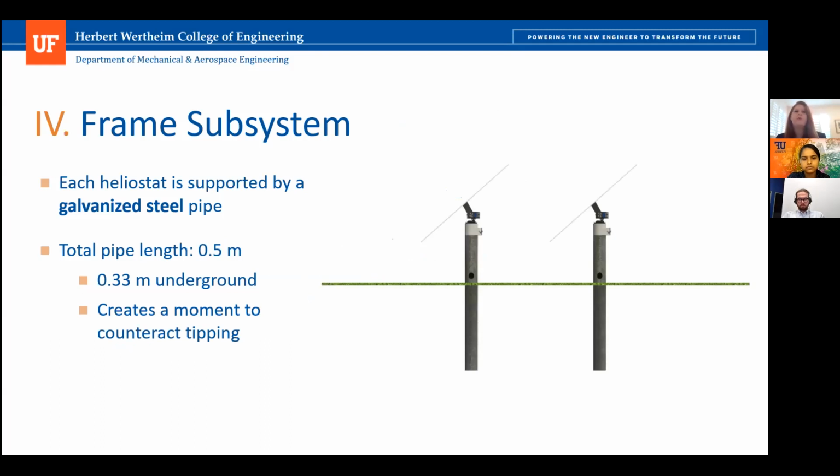Each heliostat is supported by a 0.5 meter long galvanized steel pipe that is buried 0.33 meters into the ground, creating a moment to counteract tipping. There's a hole at the bottom of the pipe where the central power wires run up through the hollow pipe into the adapter to reach the control subsystem. Galvanized steel is a zinc-coated carbon steel which provides corrosion resistance. It is utilized within the design due to its strength, ability to withstand outdoor conditions for over 20 years, and cost efficiency. Next slide, please.